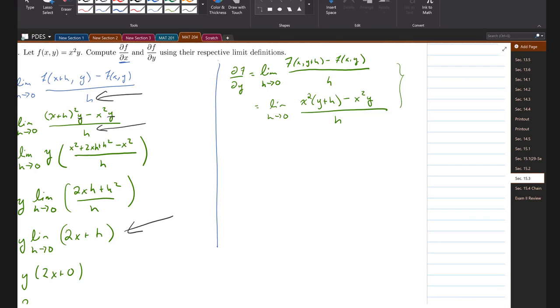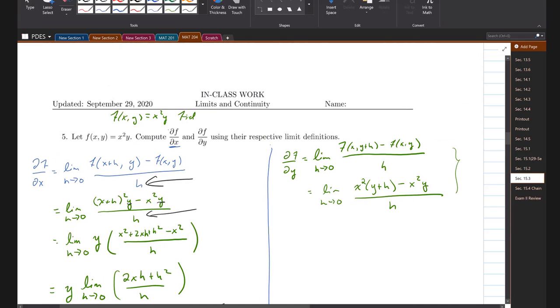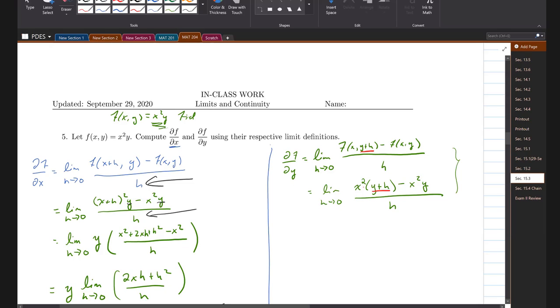I took the function x squared y, and I left the x alone, but I replaced the y variable with y plus h in this first expression here. So there's the y plus h. There it is again in place of the variable y in our original function.